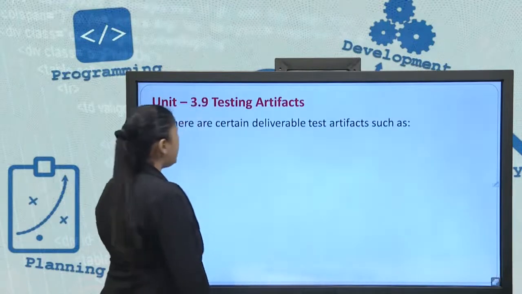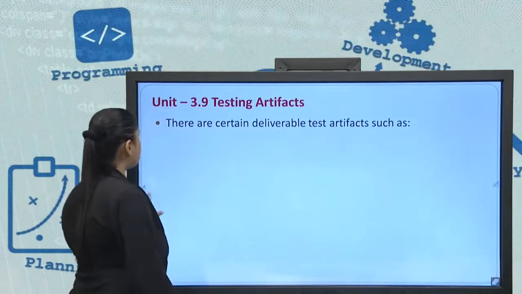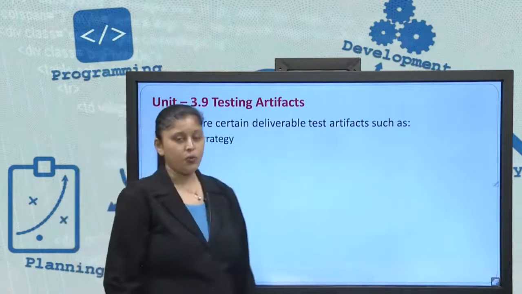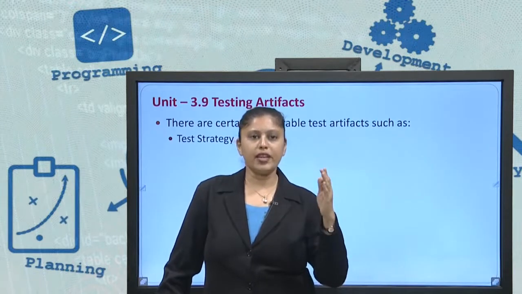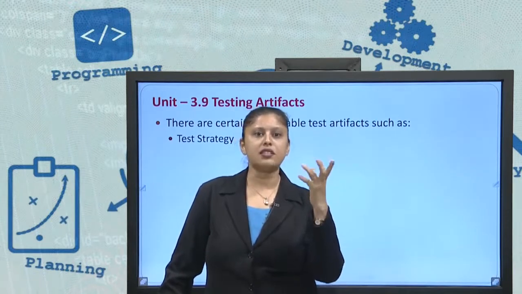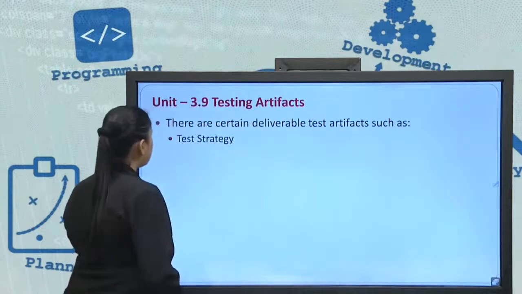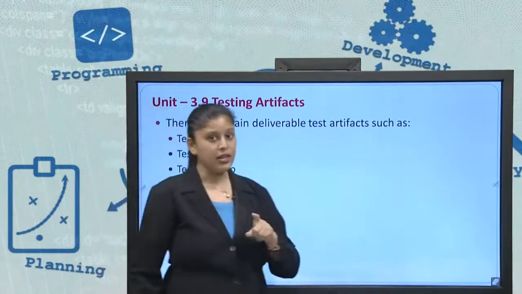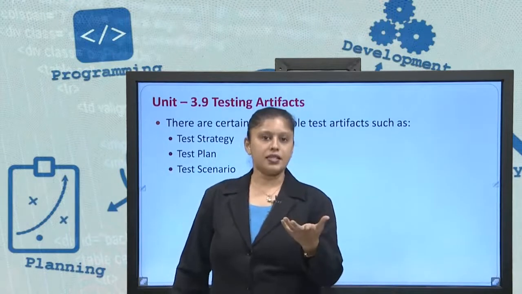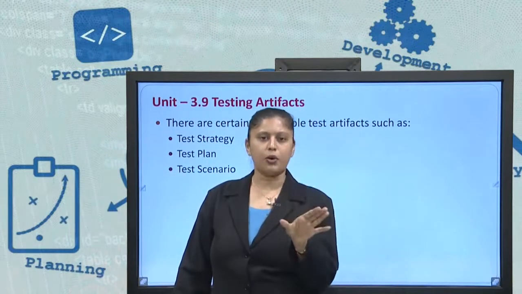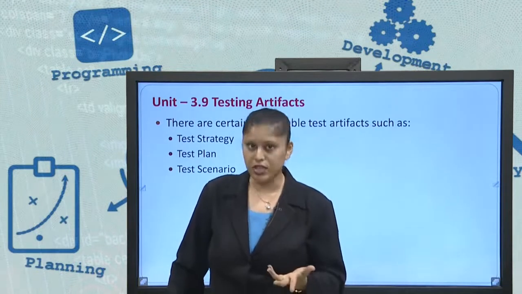There are certain deliverable test artifacts, alright, such as the test strategy: what was the strategy behind this testing, how much testing of this particular item or unit was required. So the test strategy is built up. Then we have the test plan, alright. I cannot directly start with testing, no, it needs to have a certain plan layout, and only after the planning of testing do I actually undergo the testing, alright.